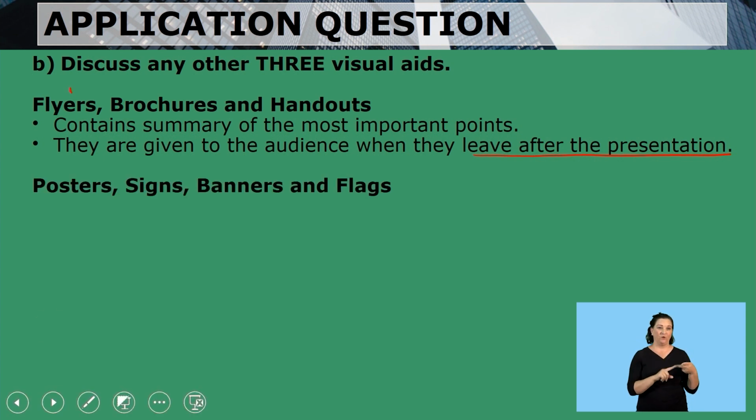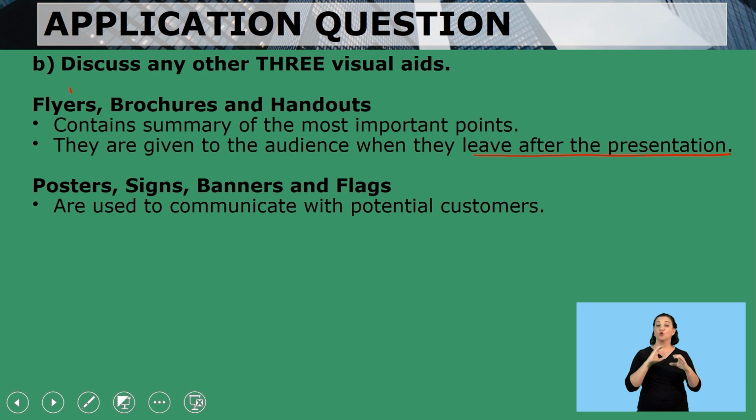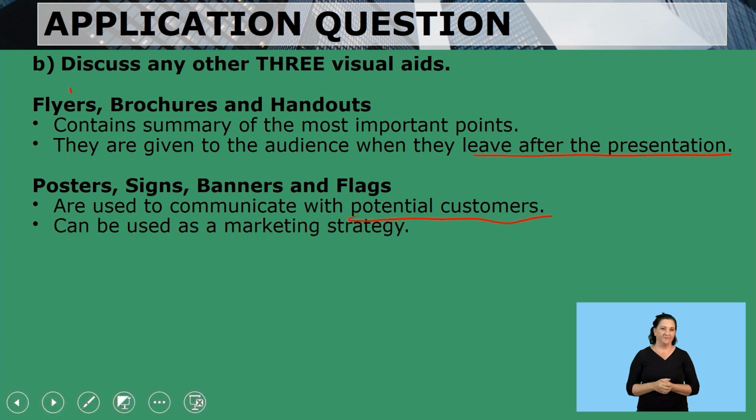The second one, we've got posters, signs, banners, and flags. Right, so this one we are basically communicating with who? With our potential customers. Chances are you haven't met these customers, but you are hoping that they will find it because it is placed strategically where you will find customers. It can be used as a marketing strategy in the form of maybe promotion, maybe you're promoting the product.